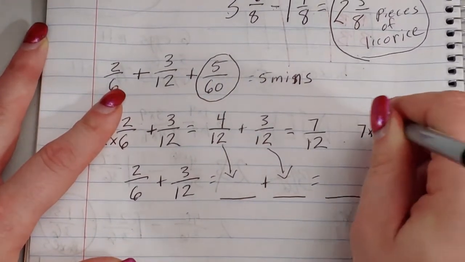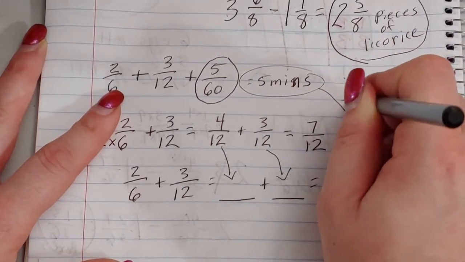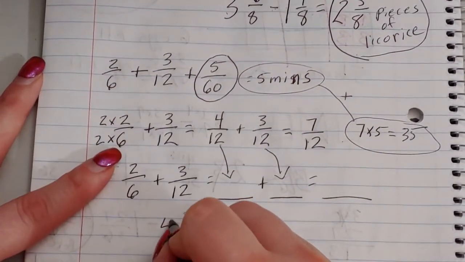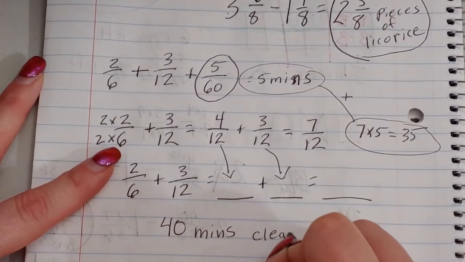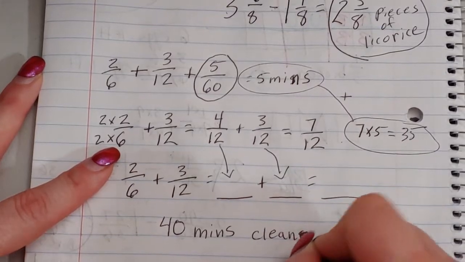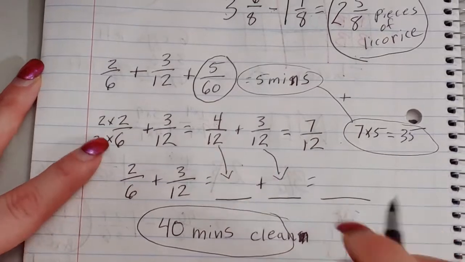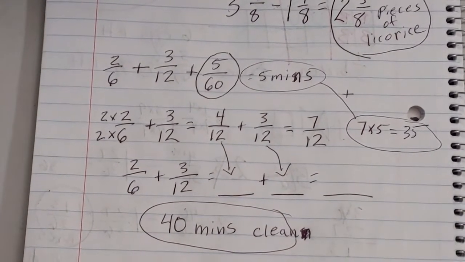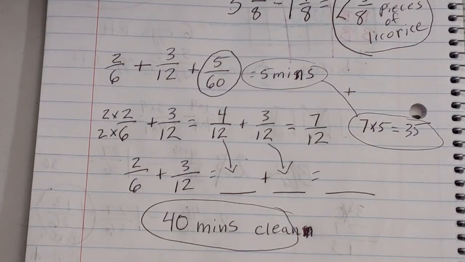So, we have this number of minutes and this number of minutes. We need to add them together to get a total of 40 minutes cleaning. Well, I guess he's cleaning and taking care of his pets, but there we go, 40 minutes. Now I gotta flip back to the story problems. There they are.